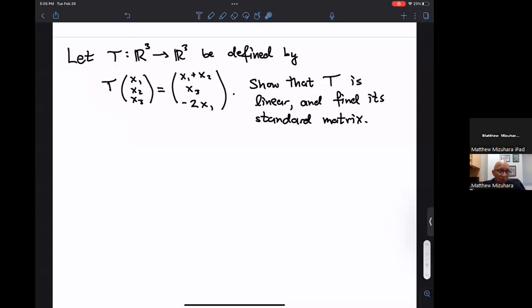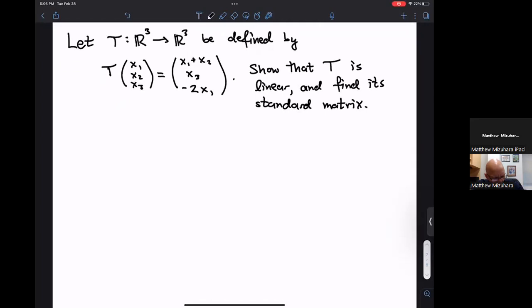So showing that something is linear is 1.8 material, and then finding the standard matrix, well, that's 1.9. All right. So let's see how to do this. If I want to show something is linear, that's our first step. So let's show T is linear. And remember, there's always two ways of doing this.